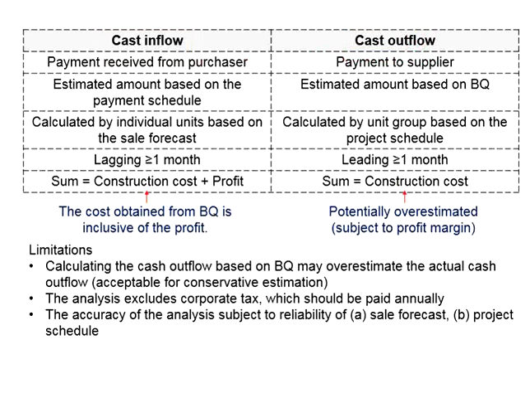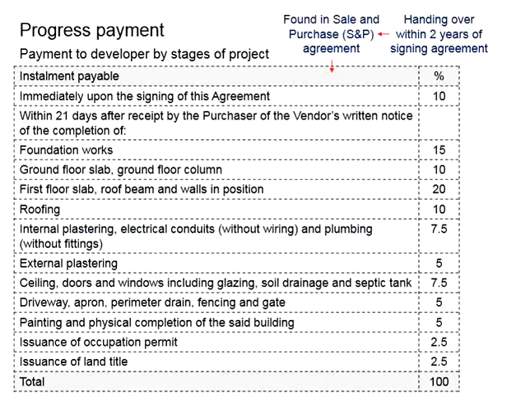Now the next question will be, how do you estimate the amount of money going in and going out of your company's account? You will estimate the cash inflow on the basis of the payment schedule. The payment schedule is normally attached together with the sales and purchase agreement as agreed between the developer and the buyer, that certain quantums of the payment shall be made as the developer has completed certain stages of the project.